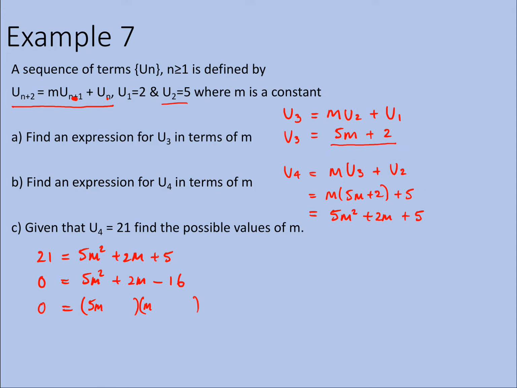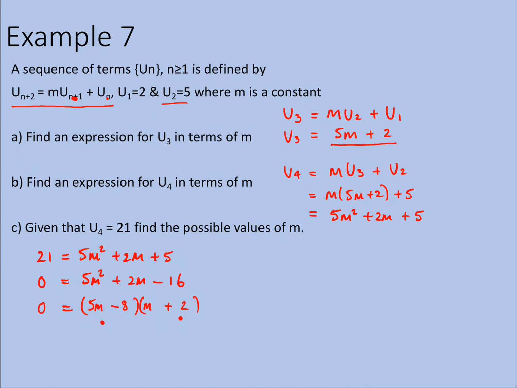I've tried a few different options out. This is the one I think that works. 5m minus 8 and m plus 2. Just check that. So if I multiply this quadratic out, just check that you get 5m squared plus 2m minus 16. 5m times m is 5m squared. We're going to get a minus 8m and a plus 10m, so that'll give us the 2m middle term, and then negative 8 multiplied by positive 2 will give you negative 16, so that looks good to me.